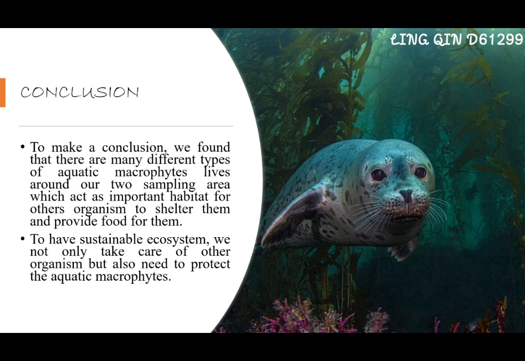Conclusion: to make a conclusion, we found that there are many different types of aquatic macrophytes living around our two sampling areas, which act as important habitat for other organisms to shelter them and provide food for them. To have a sustainable ecosystem, we not only take care of one organism, but also need to protect aquatic macrophytes.